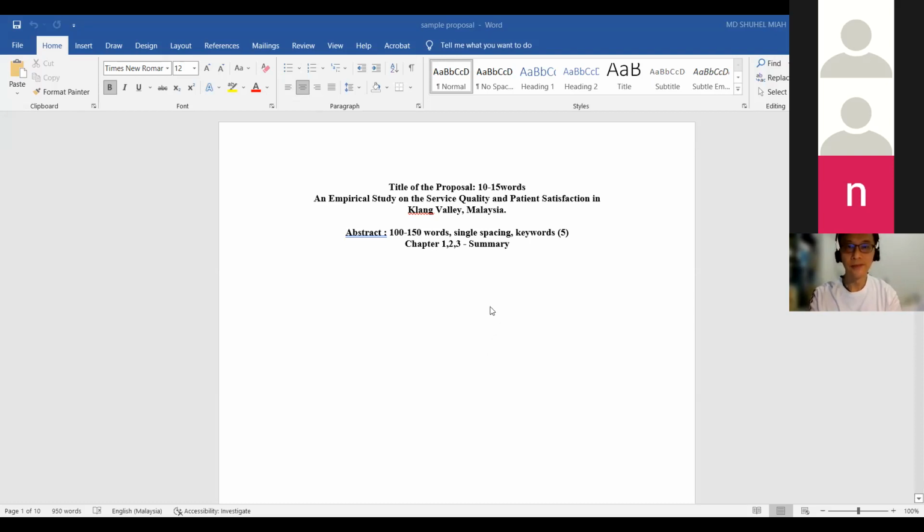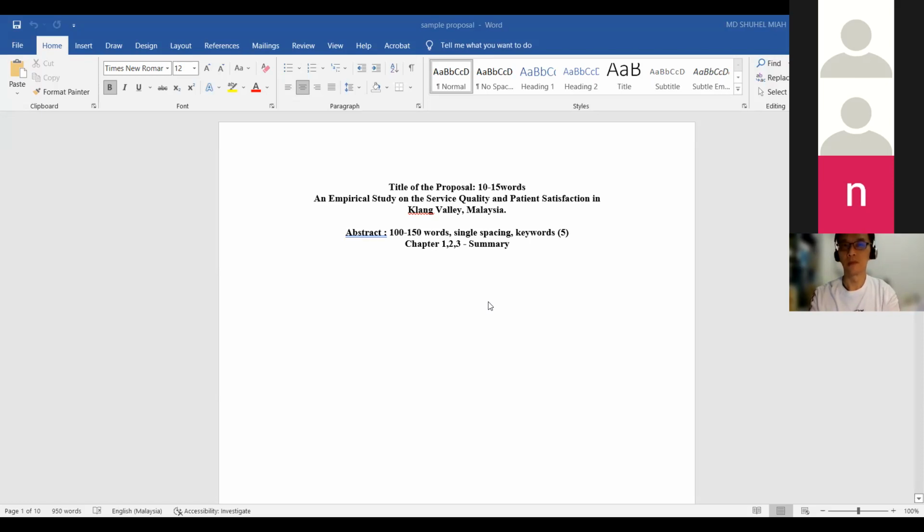All right. So the title of a research should be 10 to 15 words, or 20 words. Don't try to make it too long. As I mentioned, one example: an empirical study of the service quality and patient satisfaction in the Klang Valley in Malaysia. So you see the keywords here within the first 5 words.